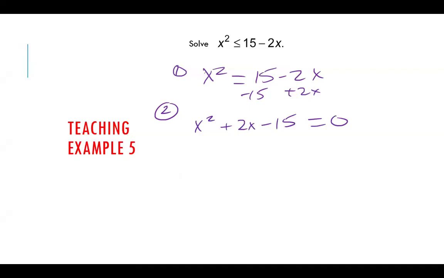So we're going to continue to solve this. Solving this is simple because my leading coefficient is a 1. Leading coefficient being 1, I'm asking myself what multiplies to give me negative 15, but adds to give me 2? So what two numbers multiply to give me negative 15, but add to give me 2?